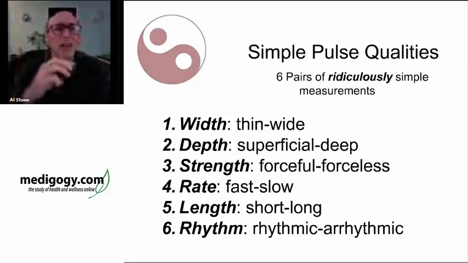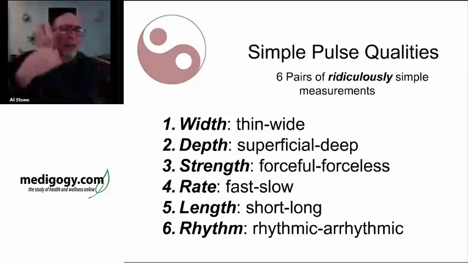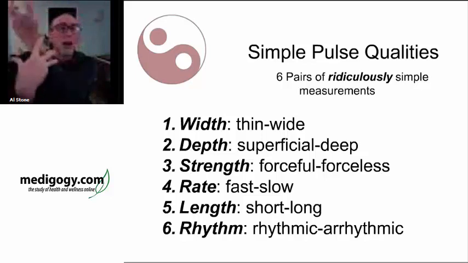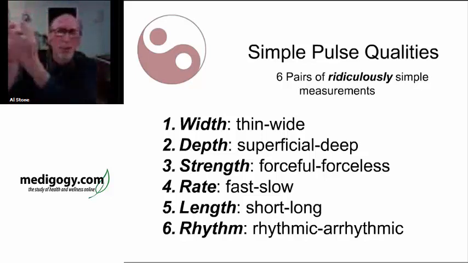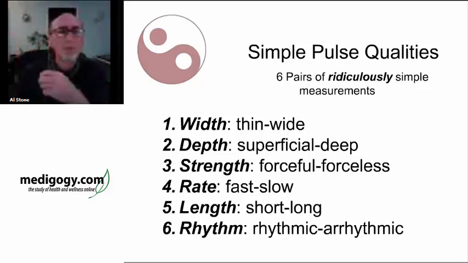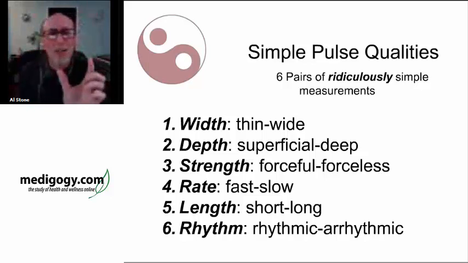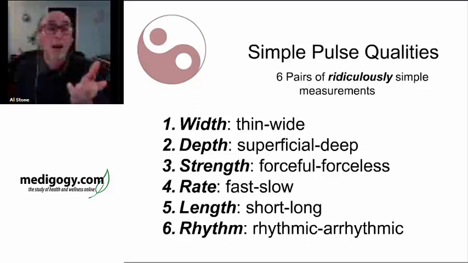The length, is it traveling way up the arm, or is it so short that you can only get it in the middle position? So length is quantifiable too. A lot of these things are somewhat definable in terms of centimeters. They're that quantifiable, that easy to assess. And then rhythm is just a matter of, do you have skipped beats or added beats or not?